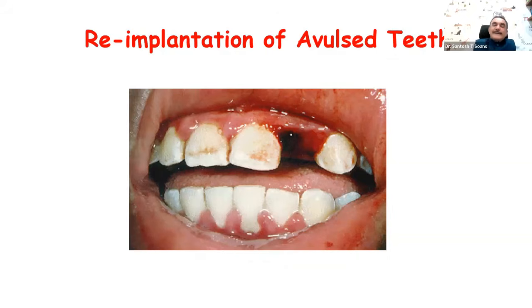Many times, this is very common, children playing suddenly hit their teeth on a stone or a wall while playing, and there will be complete avulsion of the tooth. If within 15 minutes we can put it back, it will take up, because the ligaments will regenerate and it will hold on.